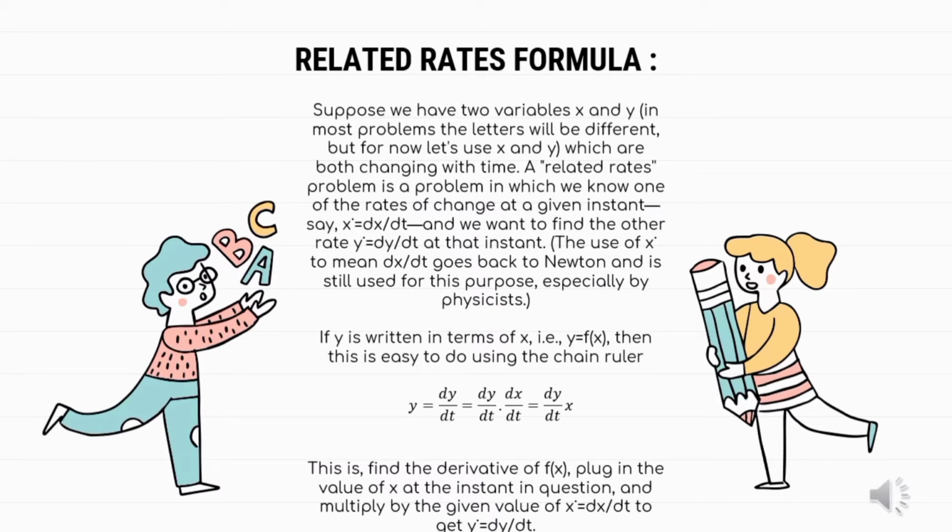If y is written in terms of x, y equals f of x, then this is easy to do using the chain rule. You can see here the formula. Find the derivative of f of x, plug in the value of x at the instant in question, and multiply by the given value of x dot equals dx per dt to get y dot, dy per dt.